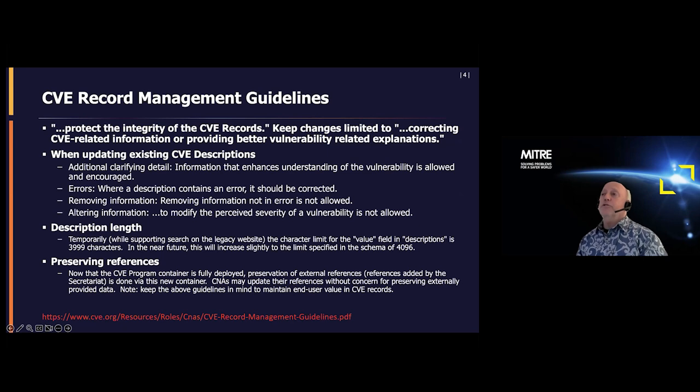Now, also about the description, at the moment, it was mentioned in an earlier talk that we still have to support our legacy search on cve.mitre.org, and to do that, we down convert some records, and so we're limited to 3,999 characters. The schema says that you can have a slightly bigger description field, and when we retire that legacy site, we'll open it up a few more characters.